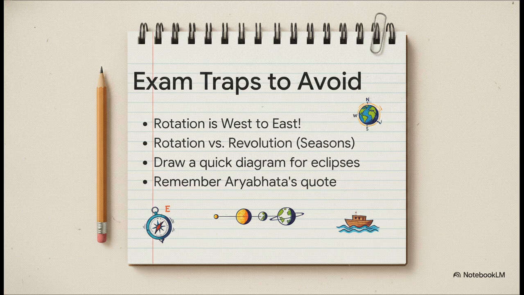Number 2, never confuse rotation, which is the daily spin, with revolution, which is the yearly orbit. Number 3, when you get an eclipse question, before you write a single word, just scribble a tiny diagram on your rough paper. Sun, moon, Earth for solar. It'll completely save you from making a silly mistake under pressure. And lastly, definitely drop Aryabhata's name and his boat analogy into your answers to snag those extra historical context points.